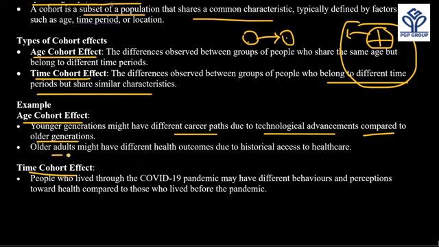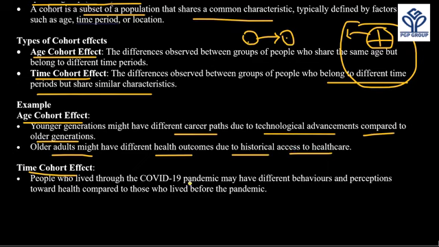Older adults might have different health outcomes due to historical access to healthcare. People from different age groups, you can understand this. The health of the current generation, if you compare with the previous generation, is very weak. So this is the age cohort effect.